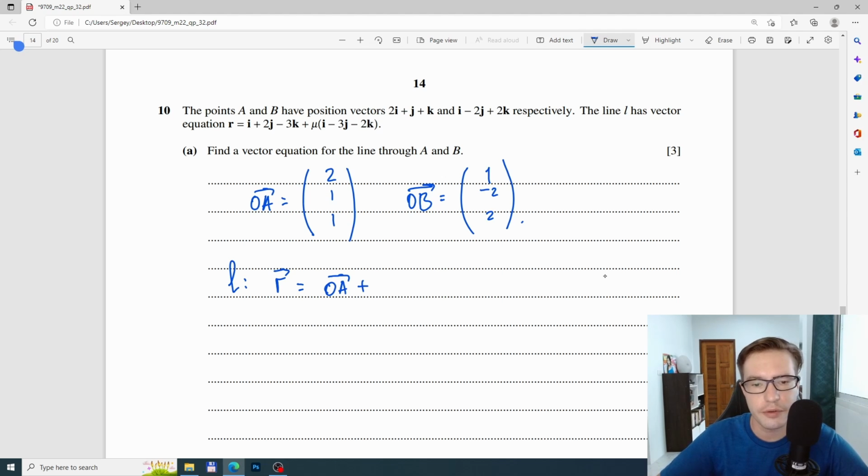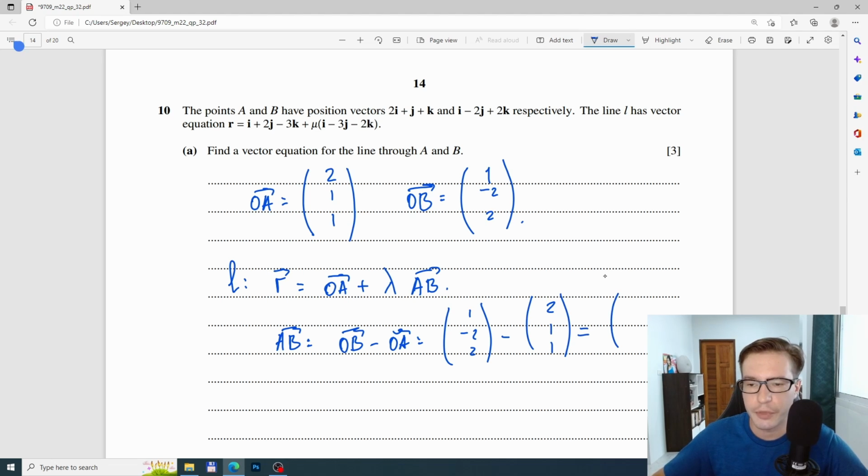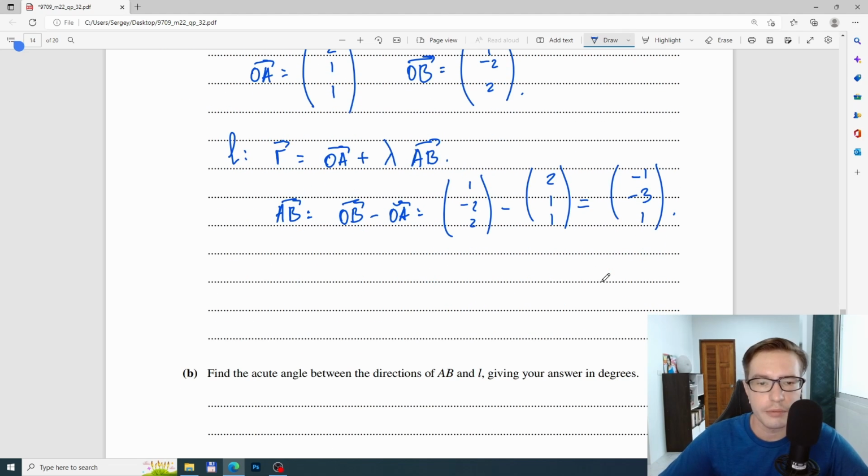Plus some parameter, we call it, let's say, lambda, multiplied by a directional vector on the line, which is any vector on that line. Let's say it's vector AB. Now we already have OA, and all we have to find is AB, which is going to be OB minus OA. So it's 1 minus 2, 2 minus 2, 1 minus 1, which is minus 1, minus 3, and 1. Okay, we are ready to state the answer.